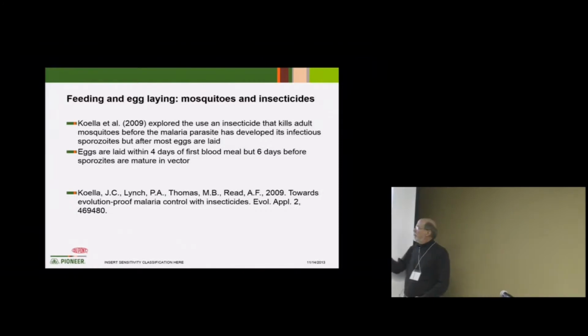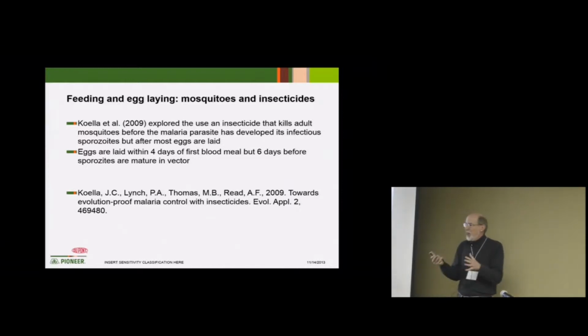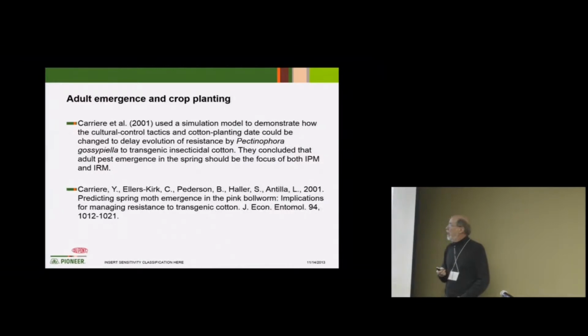And so they looked at how there's actually a window of a few days in the life cycle of the mosquito where you can focus the insecticide and kill the mosquitoes before they are laying their eggs. So, one interesting topic. Yves Carrier in Arizona looked at adult emergence and crop planting and talked about how that was very important for dealing with the evolution of resistance to the insecticidal cotton.